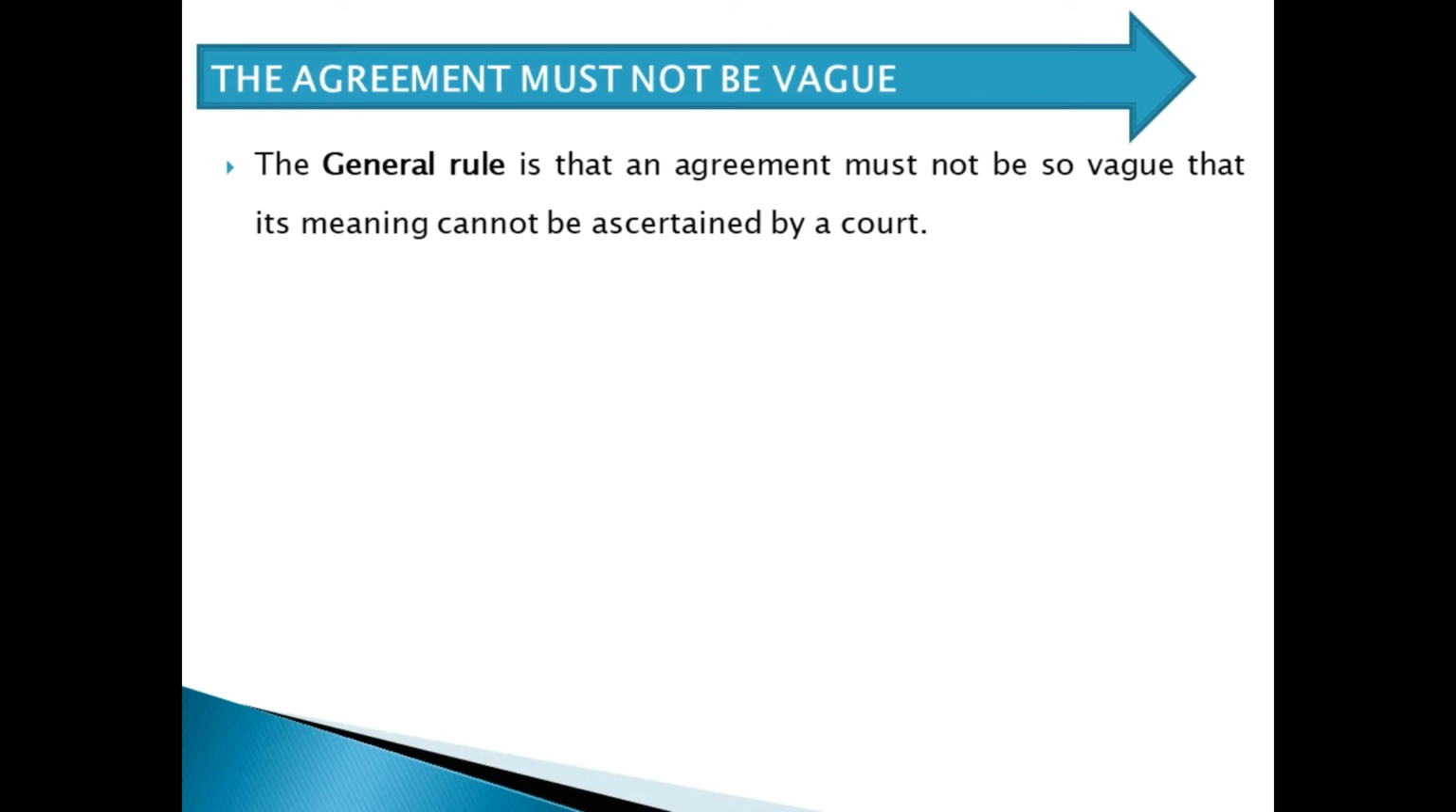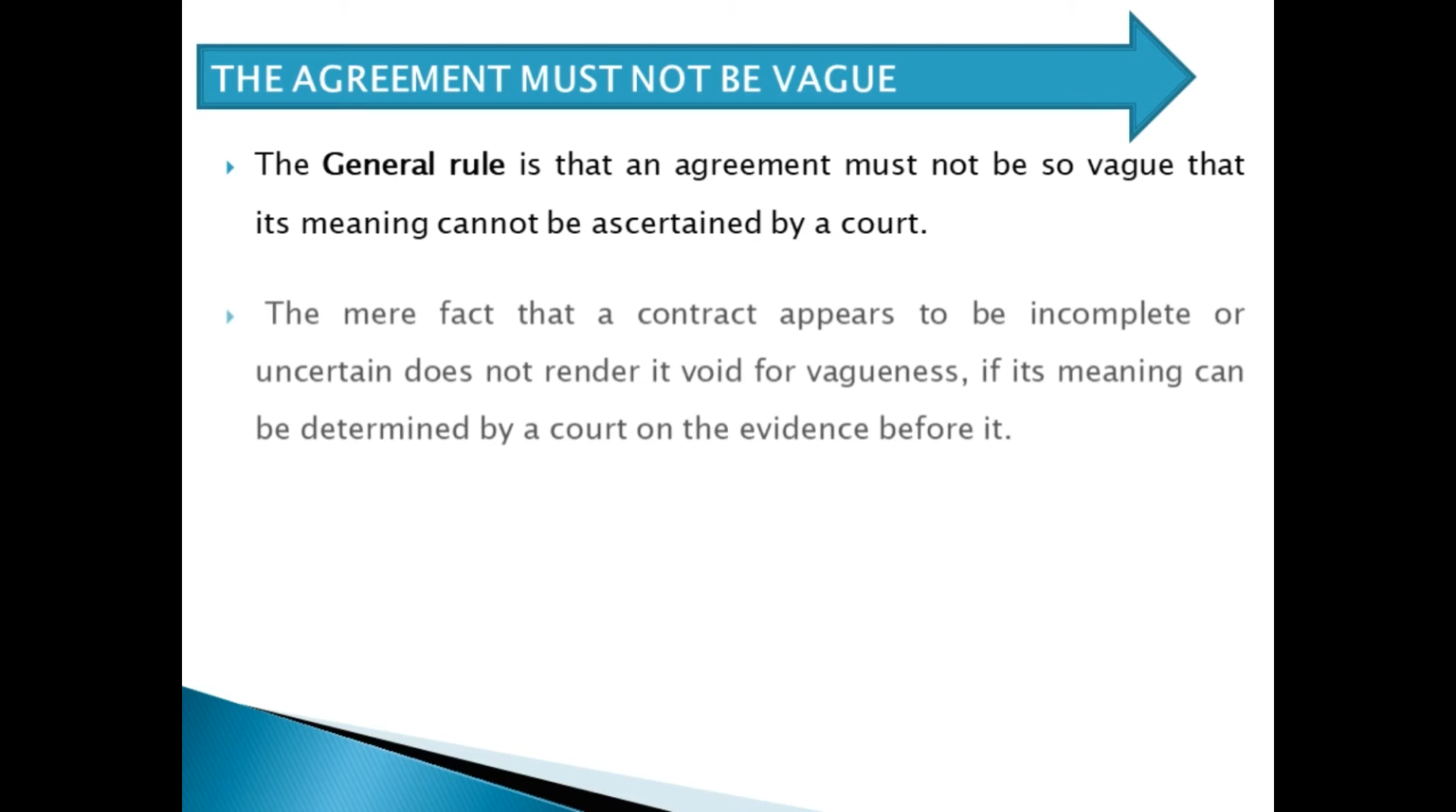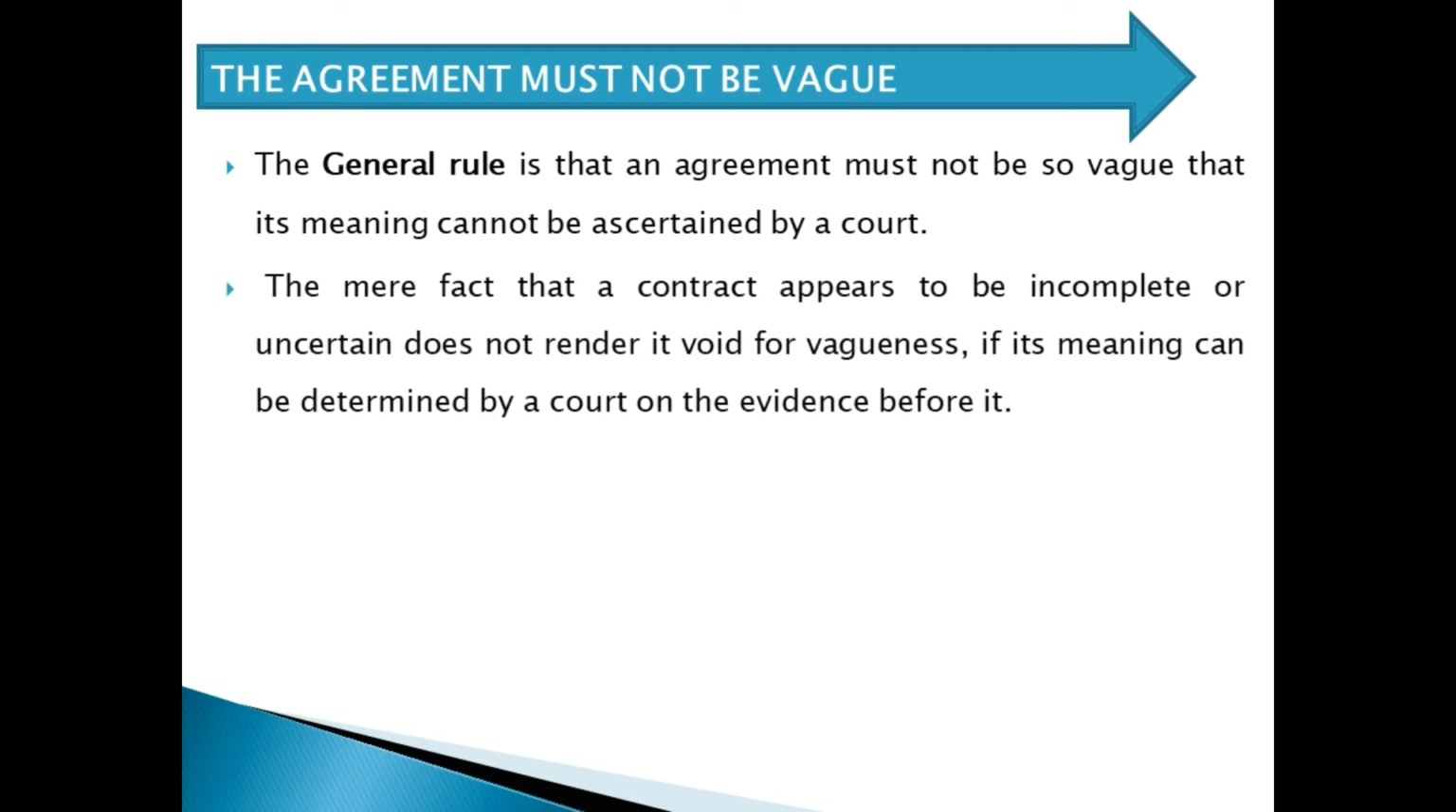The next essential is that the agreement must not be vague. The general rule is that an agreement must not be so vague that its meaning cannot be ascertained by a court. The mere fact that a contract appears to be incomplete or uncertain does not render it void for vagueness, if its meaning can be determined by a court on the evidence before it.